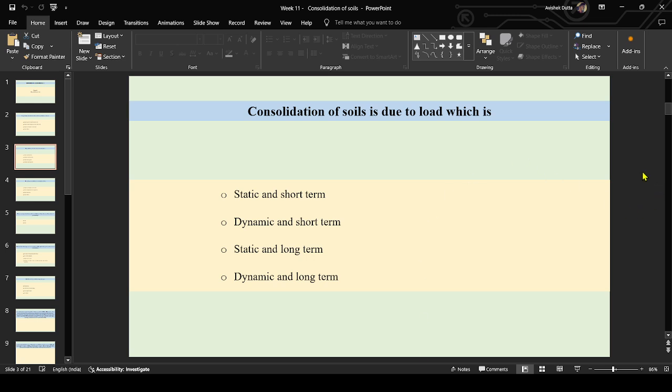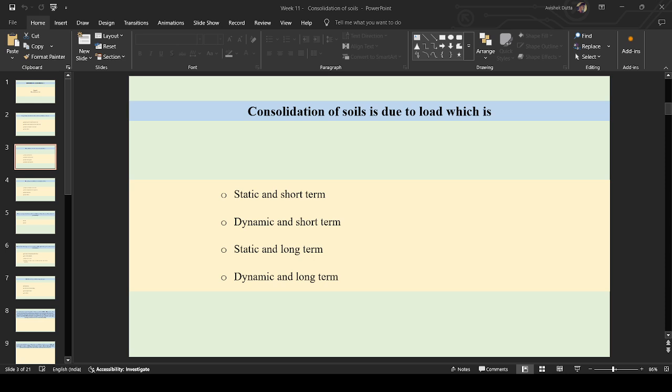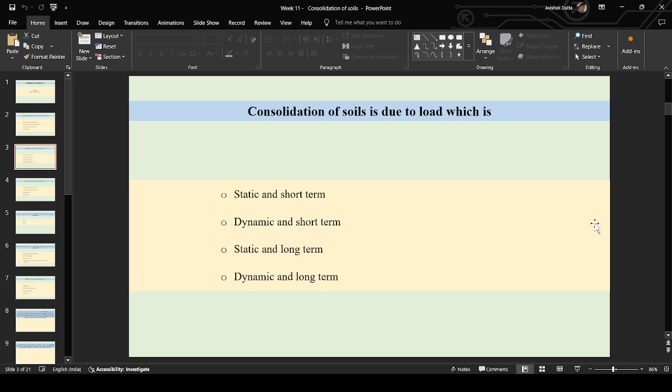I repeat the question. Consolidation of soils is due to load, which is: first option static and short term, second option dynamic and short term, third option static and long term, and last option is dynamic and long term. I hope the question was clear. I'll go to the next question.